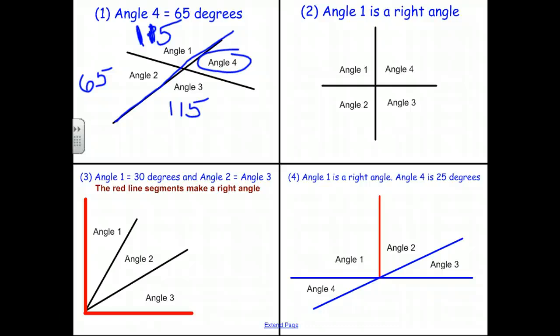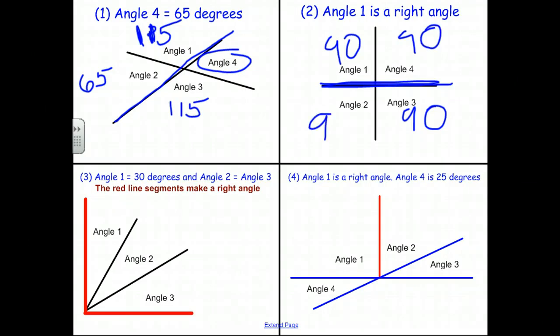For number 2, angle 1 is a right angle, which means it's 90 degrees. Means that angle 3 is 90 degrees because they are vertical angles and their measures are the same. And since angle 1 and angle 4 form a supplementary pair, they must equal 180 because they form the two halves of a straight angle. Angle 4 must also equal 90 degrees. And so angle 2 must also equal 90 degrees.